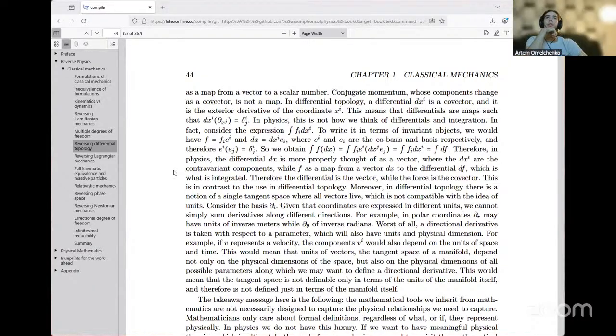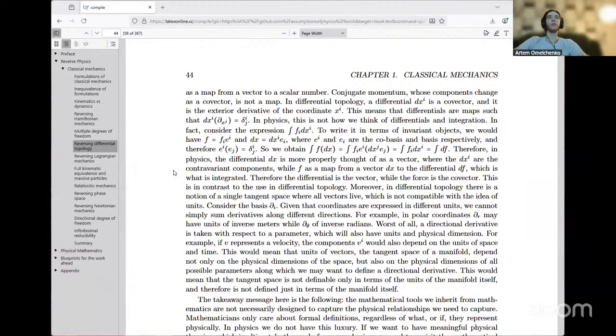Therefore, in physics, the differential dx is more properly thought of as a vector, where the dx^i are the contravariant components, while f is a map from a vector dx to the differential df, which is what is integrated. Therefore, the differential is the vector, while the force is the covector. This is in contrast to the use in differential topology.